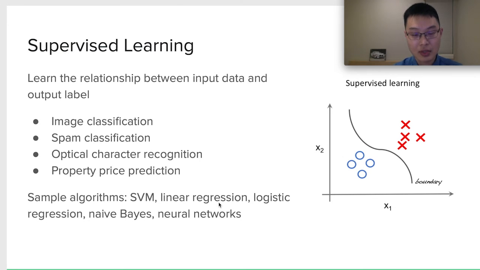So prioritization is one area where a category of machine learning algorithms called supervised learning could help. In general, supervised learning algorithms are capable of learning the relationship between the input data and the output label. Supervised learning algorithms are already used in areas such as image classification, spam classification, optical character recognition, as well as property price prediction. Simple supervised learning algorithms include SVM, support vector machine, linear regression, logistic regression, as well as neural networks.